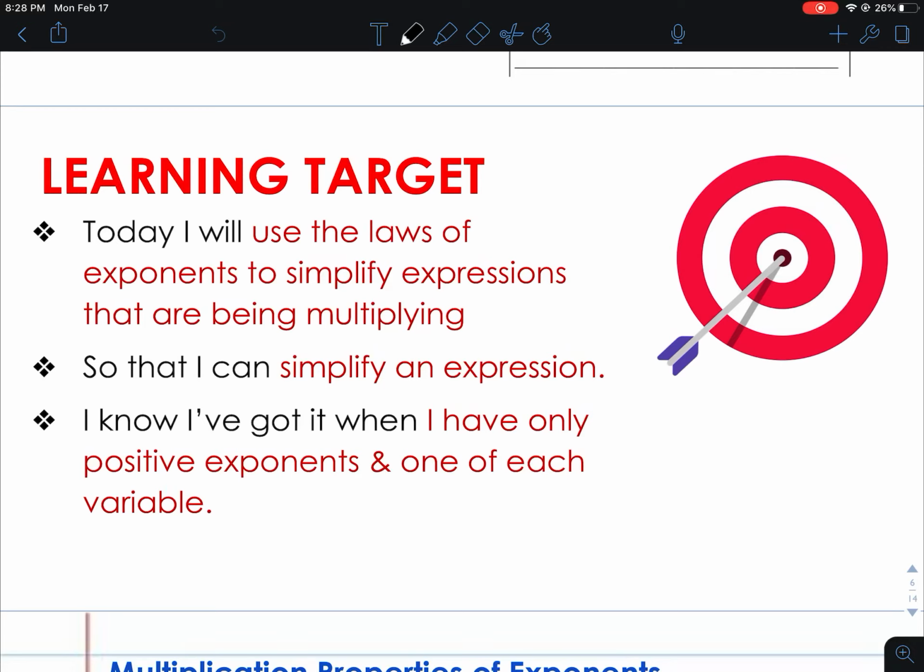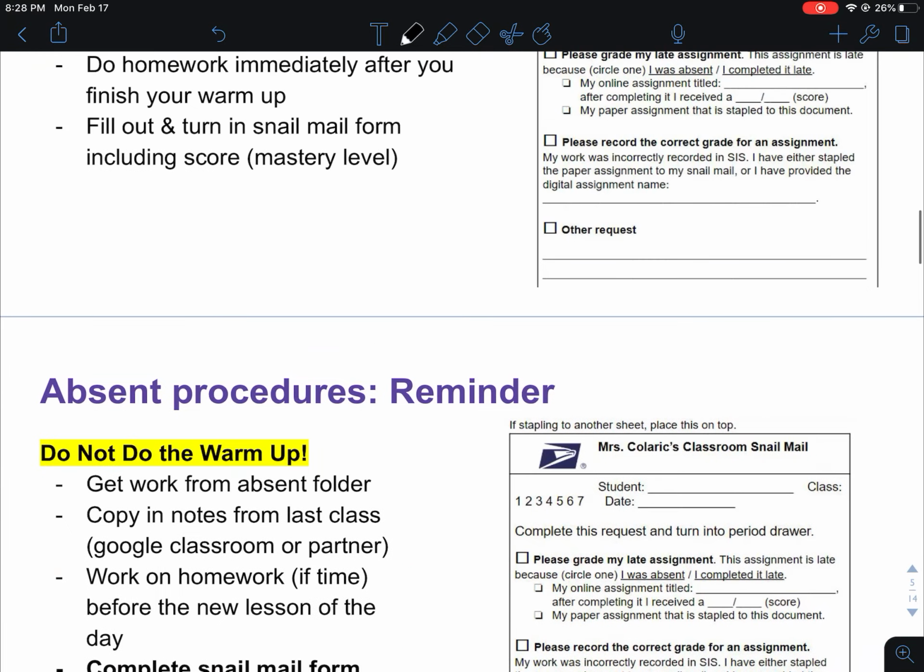This is going to be a video that goes over the first lesson of the new unit. Our learning target for today is: I'll use the laws of exponents. We're going to talk about exponents and expressions that are being multiplied, so that I can simplify an expression. I know I've got it when I only have positive exponents and one of each variable. Once you're done simplifying, we're going to make sure that we only have one of each variable, and also that we have just positive exponents, which will make sense in a little bit.